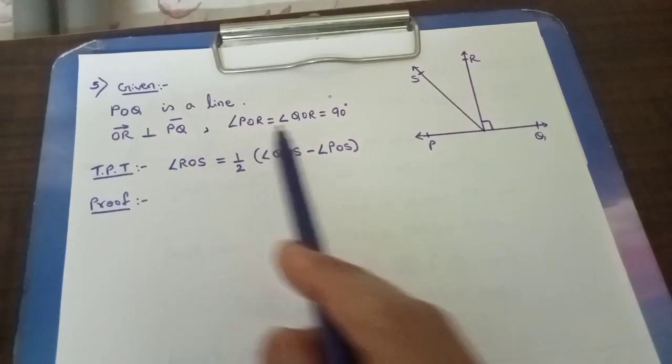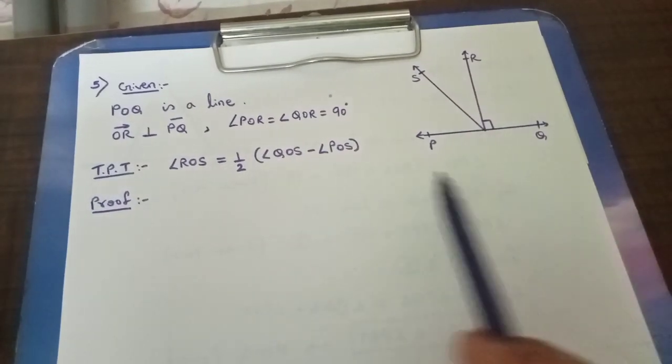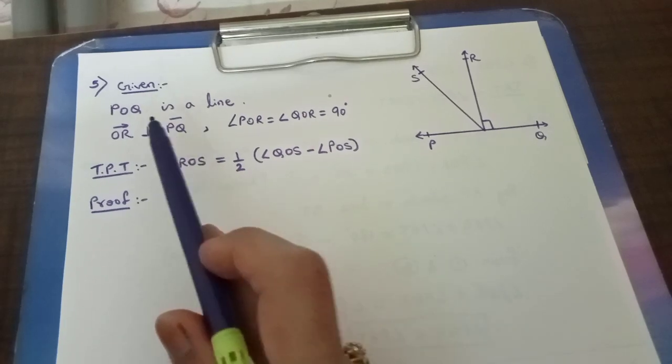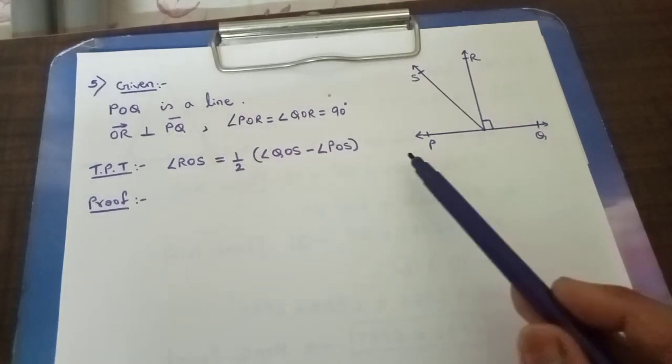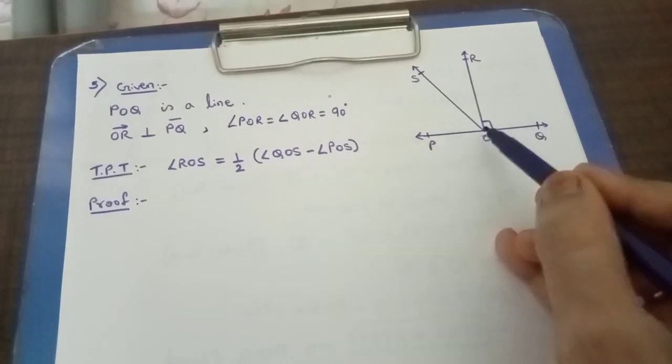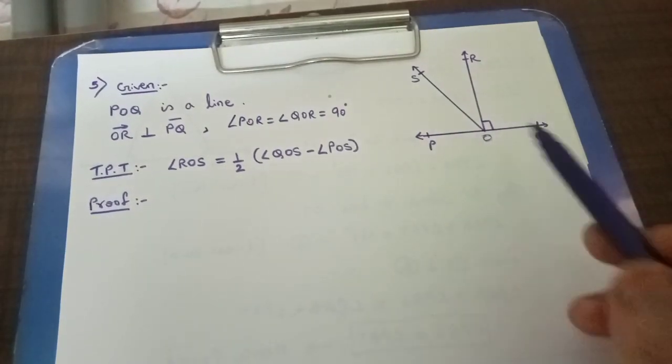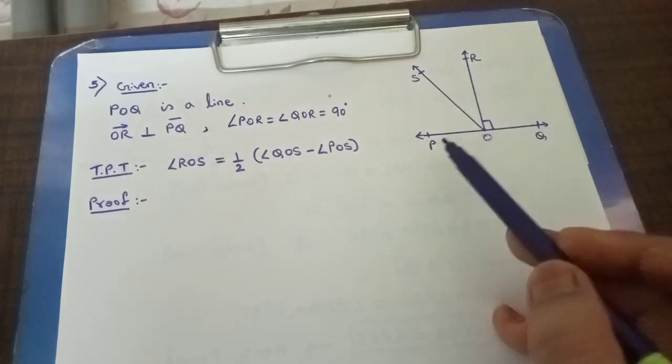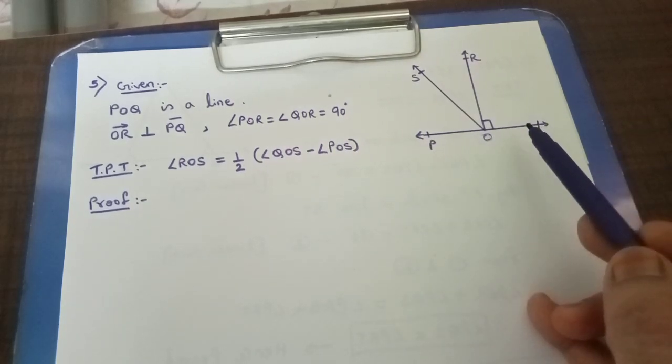We'll start with the fifth sum. This is the figure given to you. Given part is POQ is a line. This is O. So POQ is a line. OR is perpendicular to PQ.